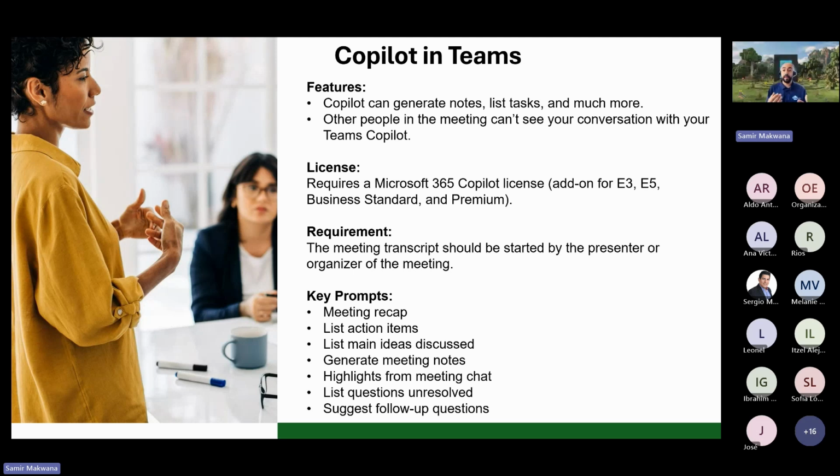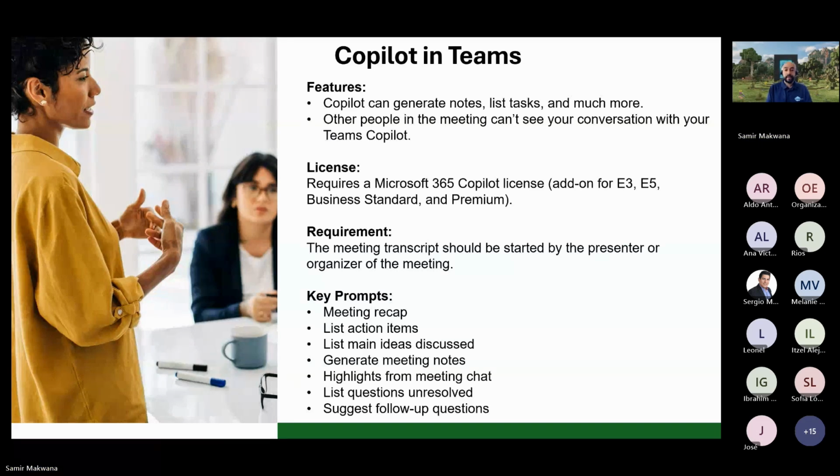For example, you can write to Copilot saying, can you recap my meeting so far? Can you create a list of action items from that meeting? You can also ask Copilot to generate a list of main ideas discussed during that call, and many more. But my favorite is to list out all the unresolved questions during that meeting, right?